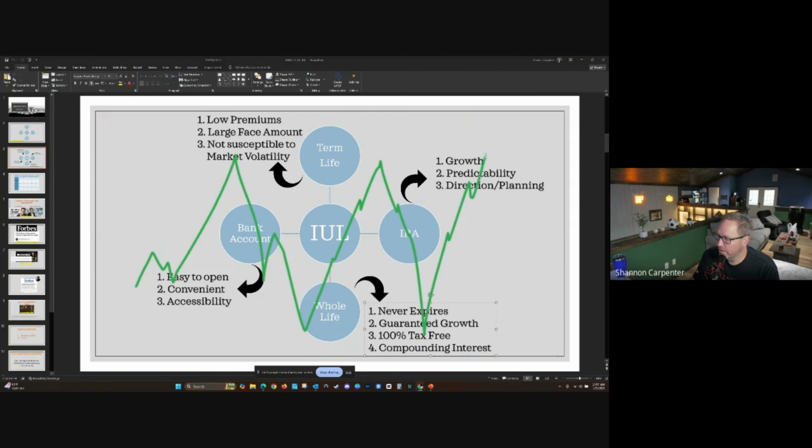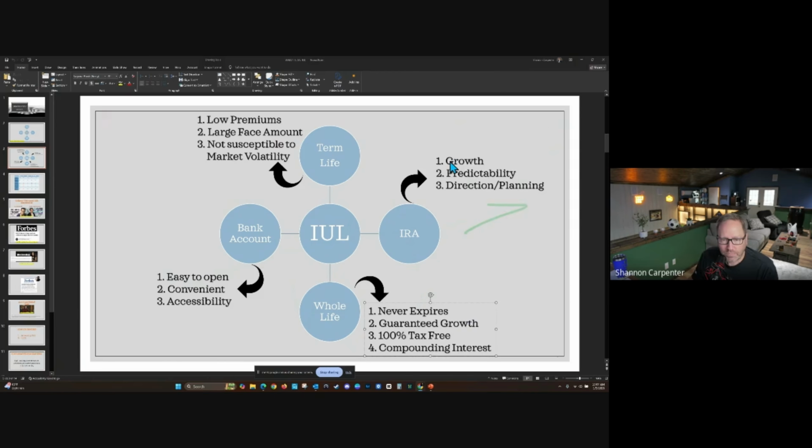We don't know what it's going to do, but over time, it does trend upwards. So you have growth, predictability, direction, and planning. Bank account? Well, a bank account's very easy. It's very easy to access your money.